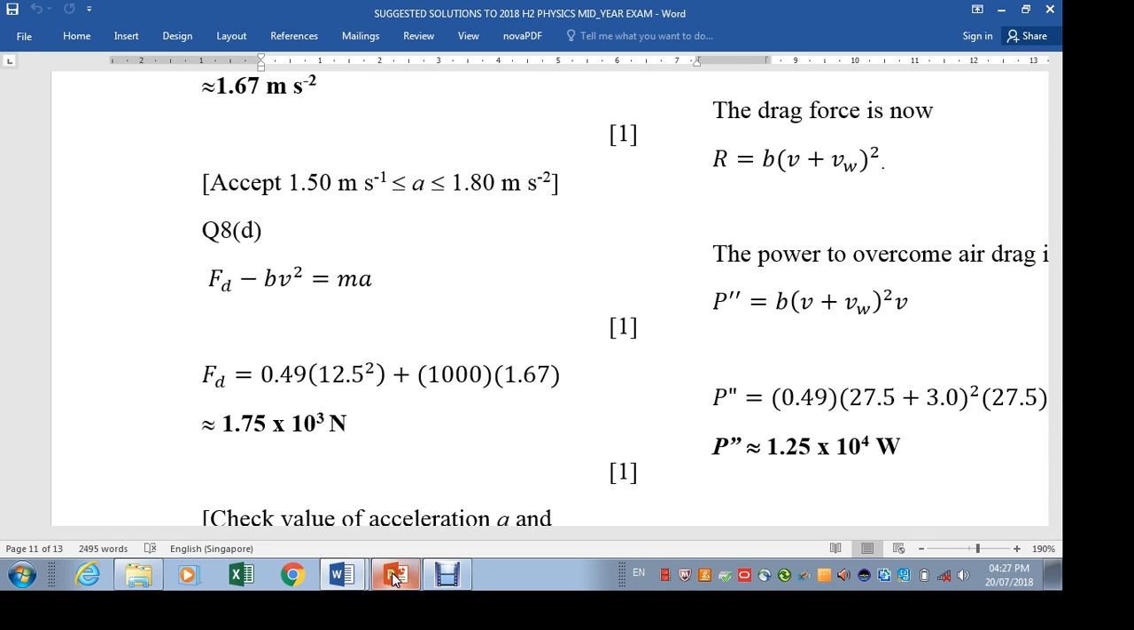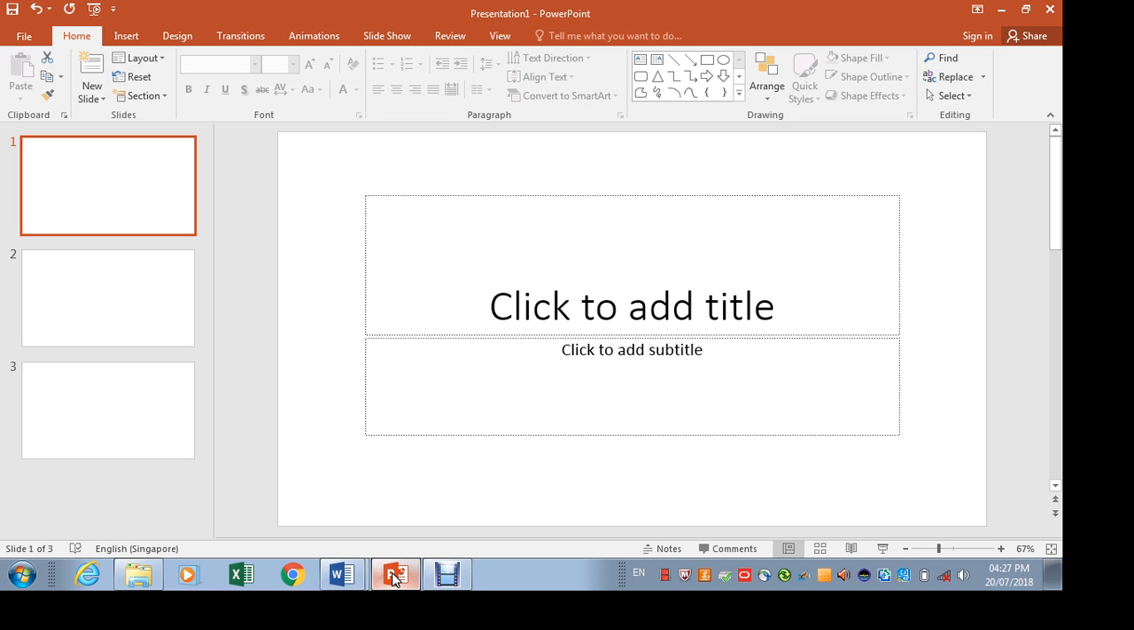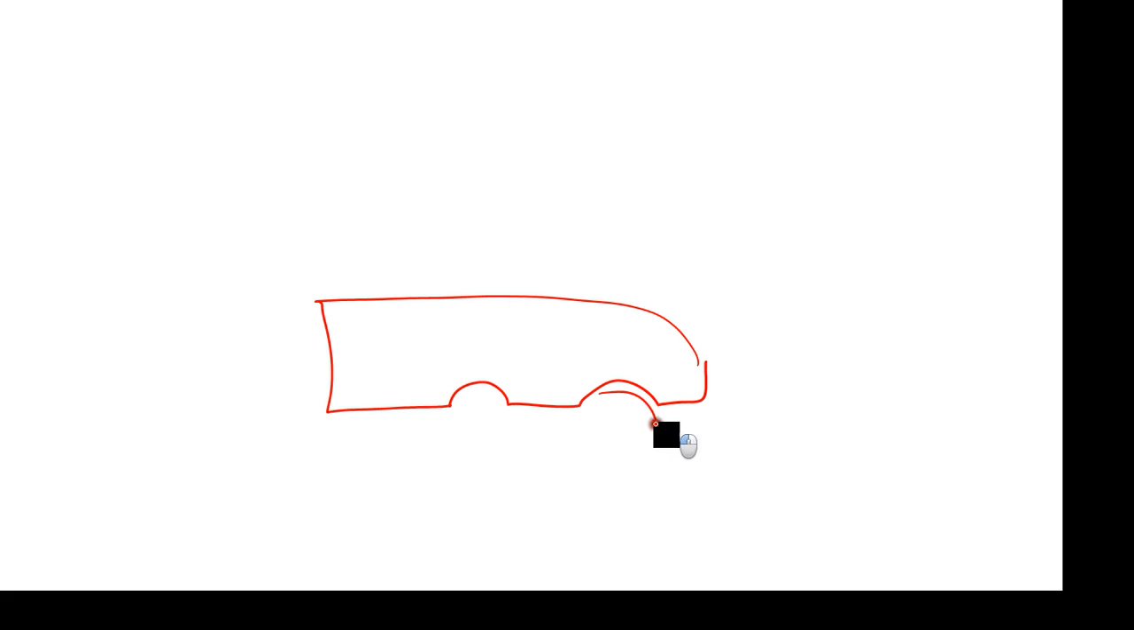They didn't draw, so I draw for you. To understand the question situation better, draw the diagram. So if you have a car, oops, my car is not so good. You have a driving force.